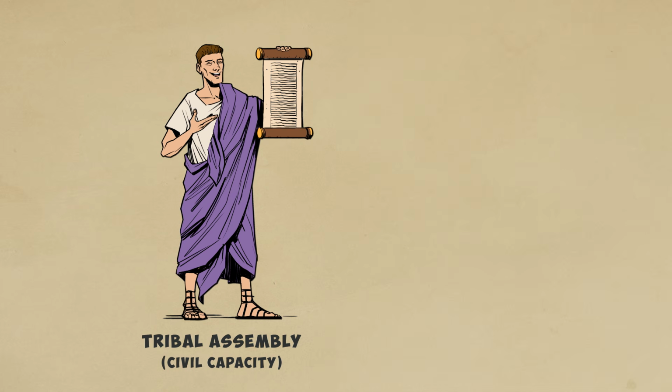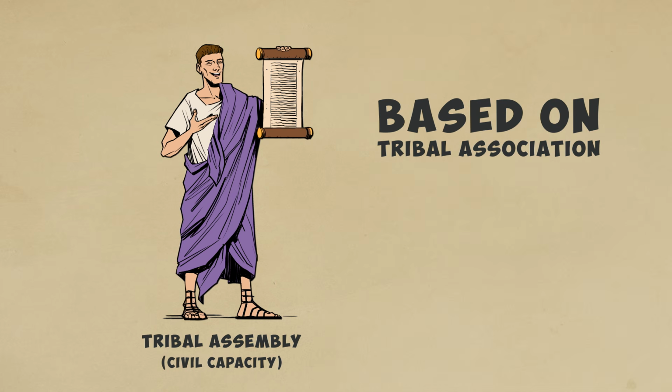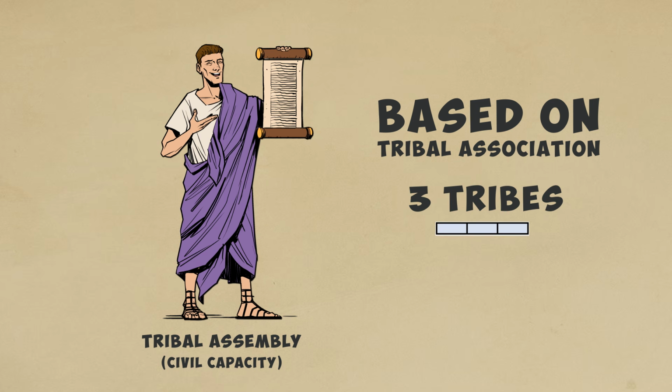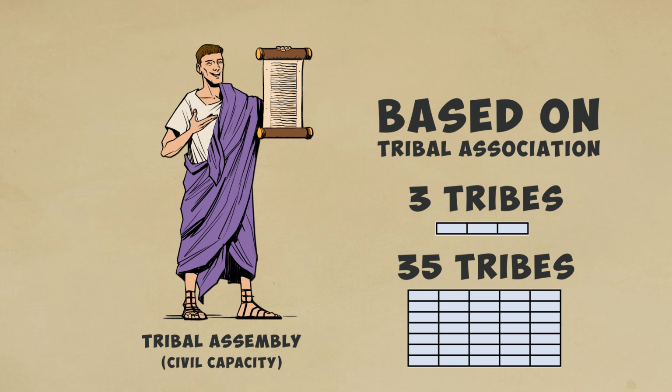The tribal assembly was based on, as the name implies, one's tribal association. There had originally been just 3 tribes, but as Rome grew, more were added, and the total eventually reached 35. As we mentioned, it would be the censors who oversaw the process of associating individuals with each tribe.